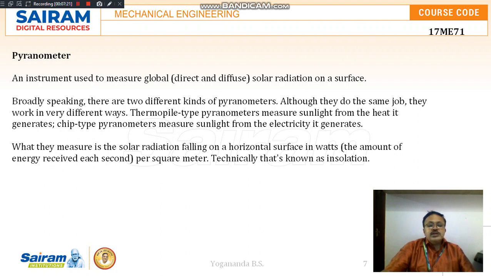What they measure is the solar radiation that is falling on a horizontal surface in watts. That is the amount of energy received each second, per square meter, watts per square meter. Technically that is known as insolation. Insolation is nothing but the measurement of solar radiation falling on the horizontal surface, measured in terms of watts per square meter.